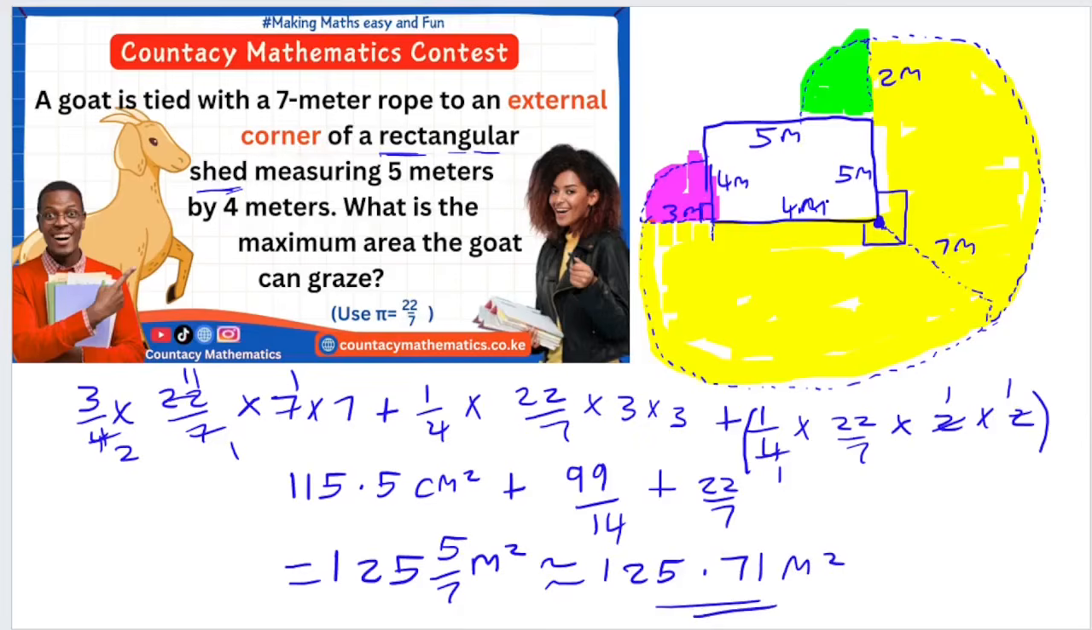But the most important thing here is to be able to visualize the total area that the goat is able to cover. So you don't just pick the yellow part alone, you also remember to pick this other part, because once the goat is at this particular corner, it can bend using this remaining rope, which is 3 meters for this side, and also the 2 meters for this side. It's able to move all around like this using these 2 meters. And that is exactly how you're supposed to solve that.